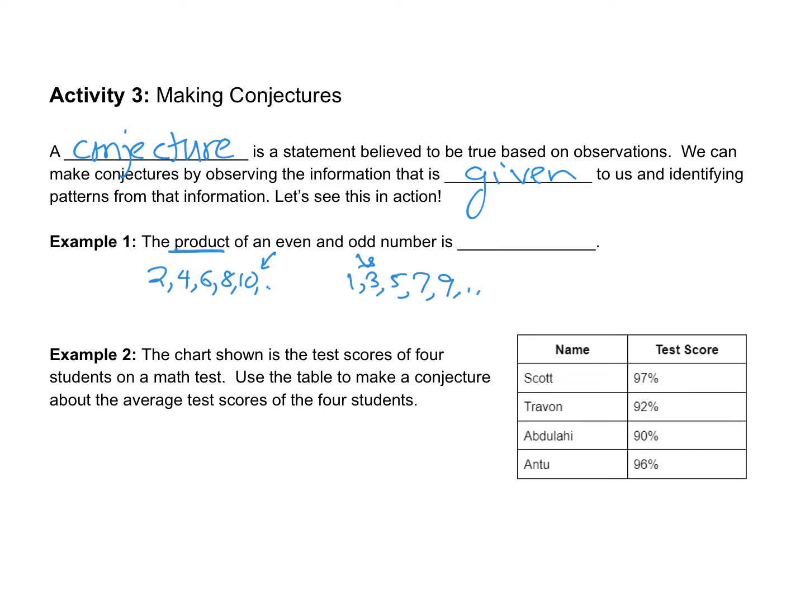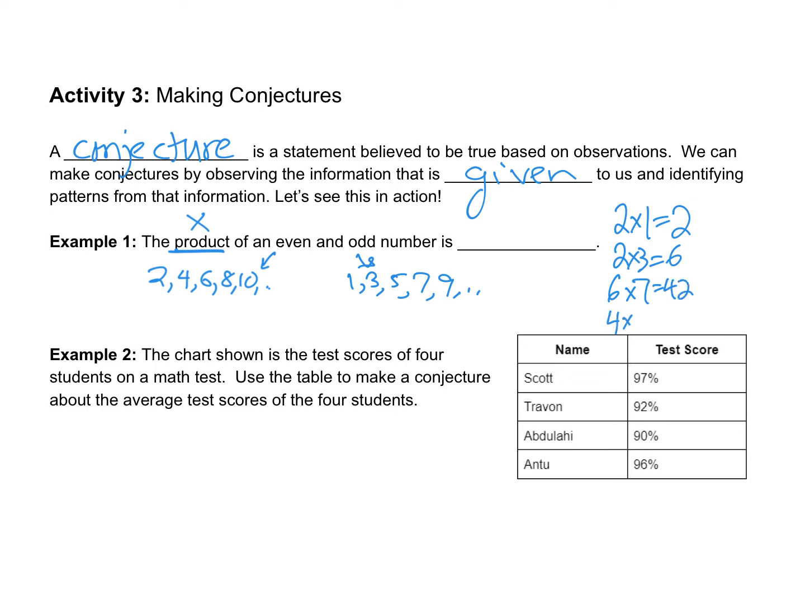And then product, what does that mean? That means multiply. So we need to get some data. So let's multiply an even and an odd number. So we'll just start with the first one. It's 2 times 1, that's 2. How about 2 times 3? That's 6. How about 6 times 7? 42.